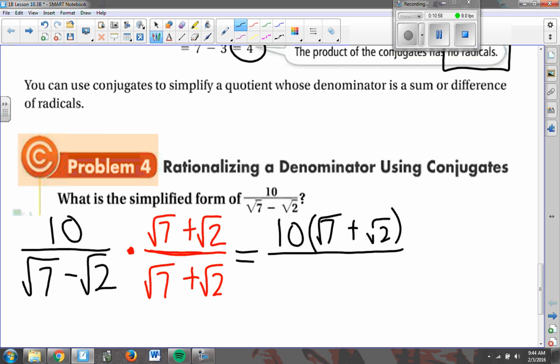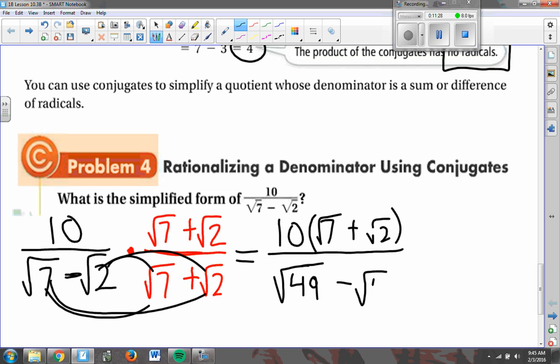Okay, and now the bottom is going to become, well, it's another FOIL. First is 7 times 7, square root of 49. The outside is a positive square root of 14. The inside is a minus square root of 14. So those cancel each other out. I don't have to worry about those. That's the whole point of me multiplying by the conjugate, is that those middle square roots cancel each other out. And then the last is a minus square root of 4.